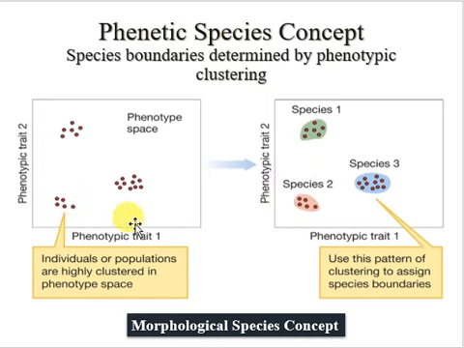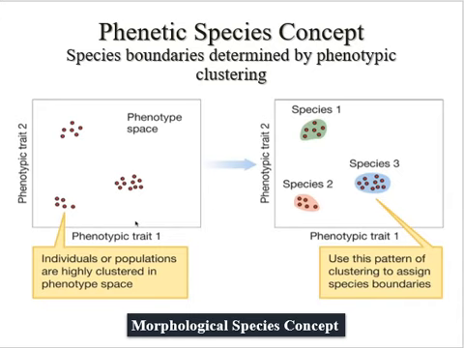So here you have 3 clusters formed, and based on those clusters, you can create 3 separate species. The vertical and horizontal axes of the phenotype space each represent a single or multiple phenotypic traits. Those are the traits used to determine the pattern of clustering that is created, and then that pattern is used to assign those species boundaries. Now, this works for sexual, asexual, and extinct species, which is a positive component of this concept.